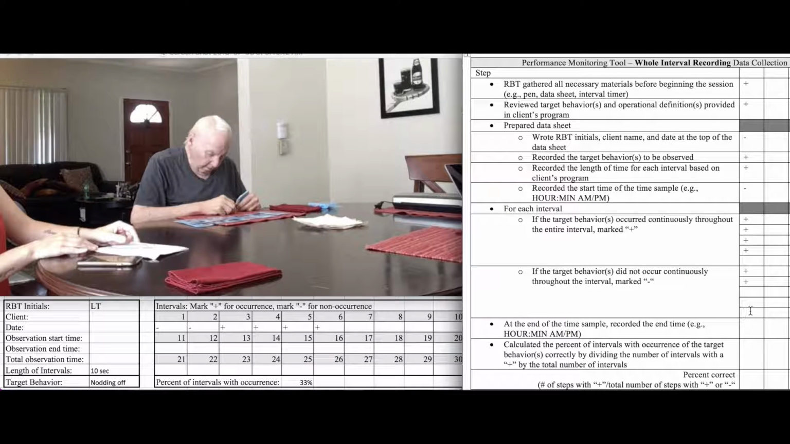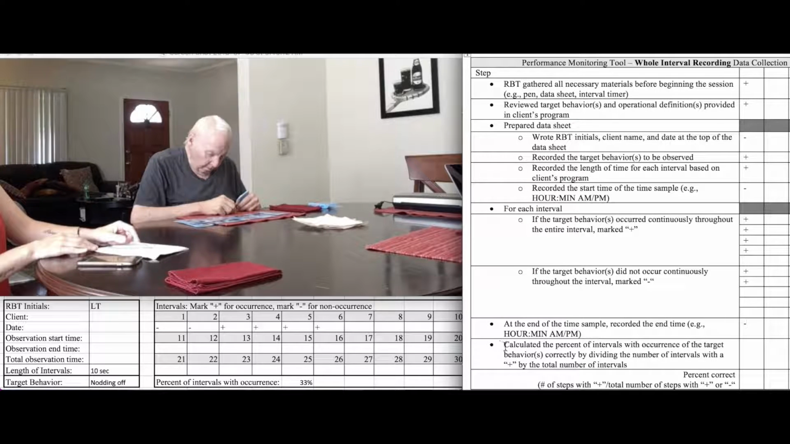So let's finish up our performance monitoring tool. The next step that we're going to look at is, at the end of the time sample, did the RBT record the end time? And unfortunately, looking here at our completed data sheet, we can see that she did not record the end time for observation. So we're going to have to give her a minus here.